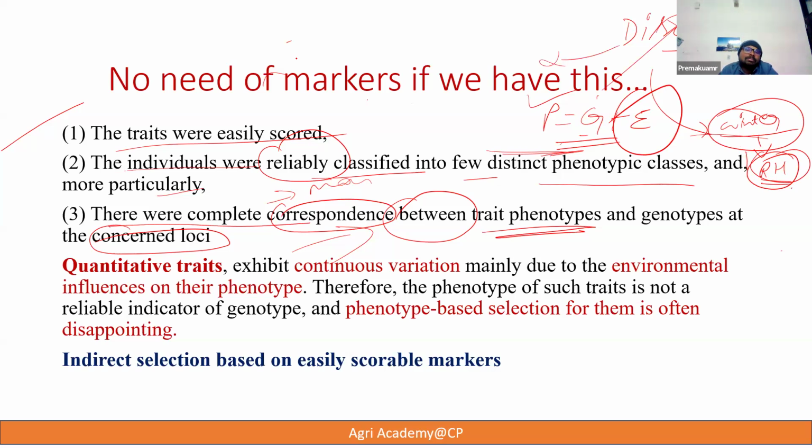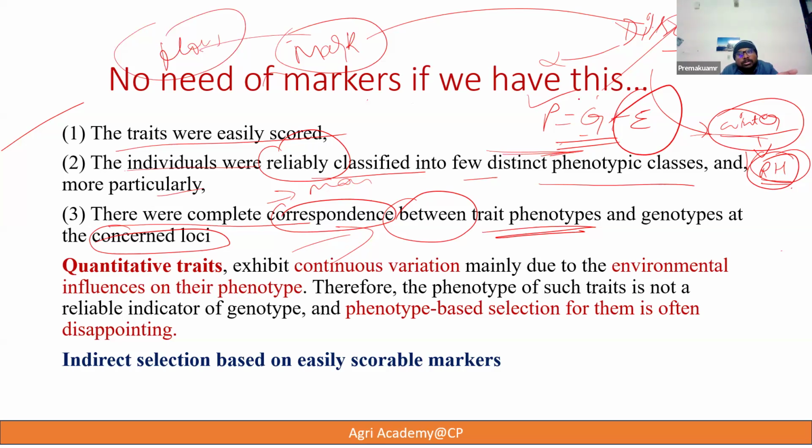If she had any marker linked with this particular disease, for example, take flower color only, based on flower color she can select the plant, even though there is no need of any inoculation. If the environment plays a very important role in the manifestation of your phenotype, then you need a marker. But if you don't have any environmental effect, if P exactly equals G, that is, there is a complete correspondence between phenotype and genotype and no environmental effect, then we have no need of a marker.